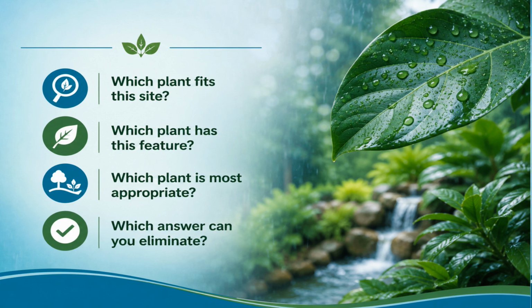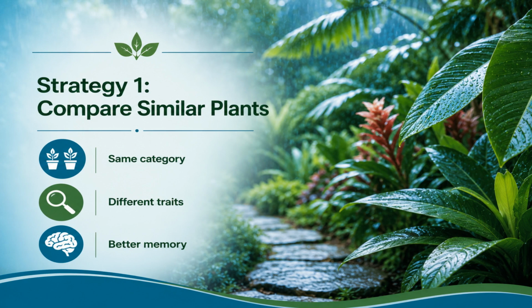One of the best ways to remember plants is to compare them. Instead of studying Oregon grape by itself, compare it to English holly. Instead of studying Western red cedar by itself, compare it to Douglas fir. When you compare two similar plants, the differences become more memorable. That's especially useful for exam questions, because answer choices often include plants from the same general category.